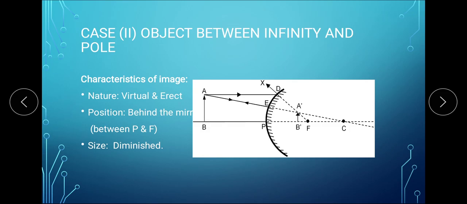So these are the 2 cases of image formation by convex mirror. So we have done total 8 ray diagrams, 6 of concave mirror and 2 of convex mirror. Right students?